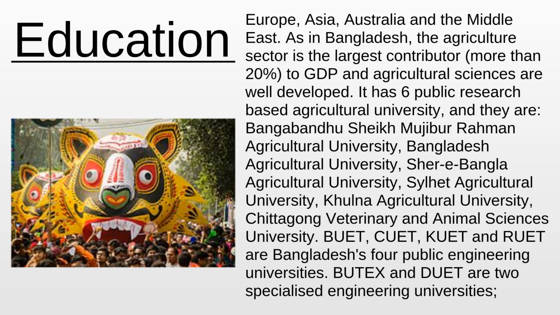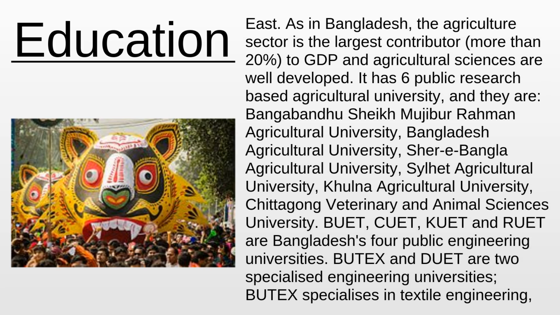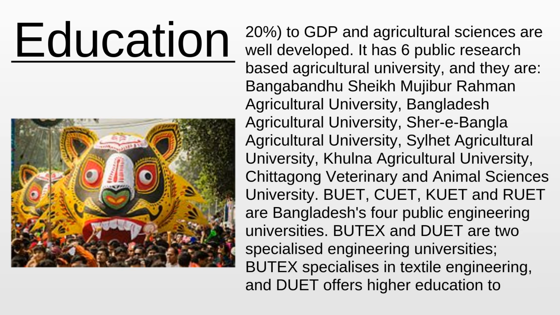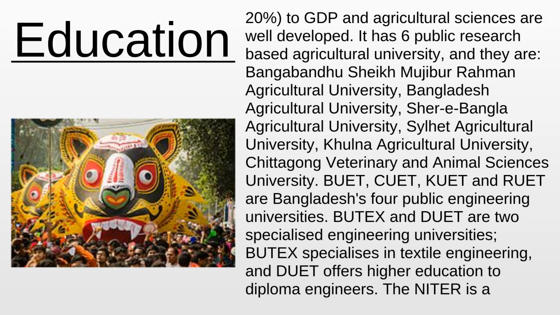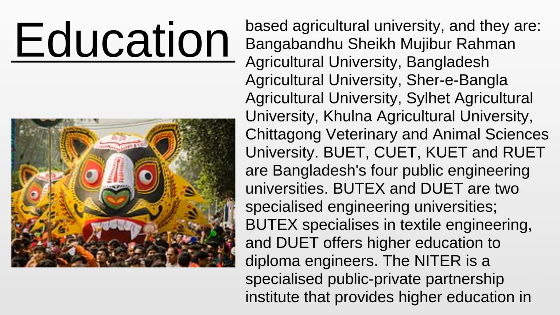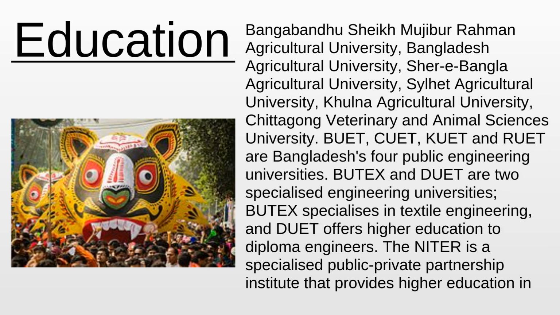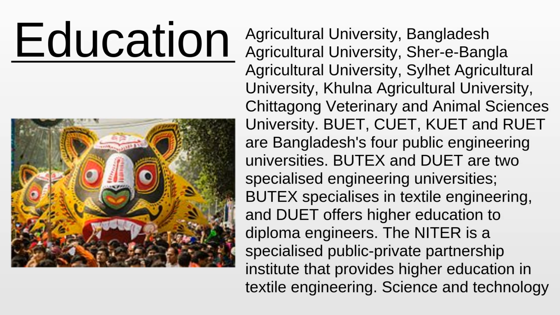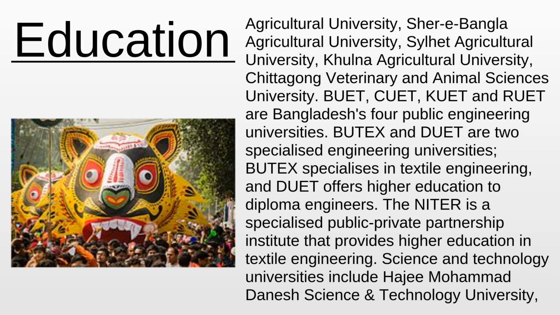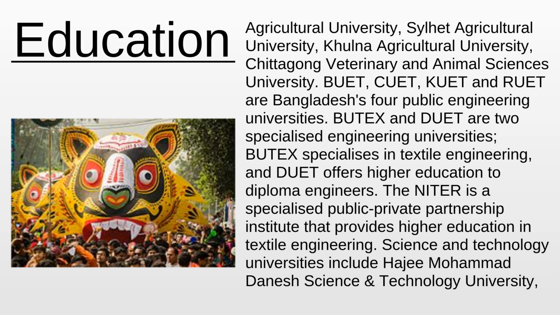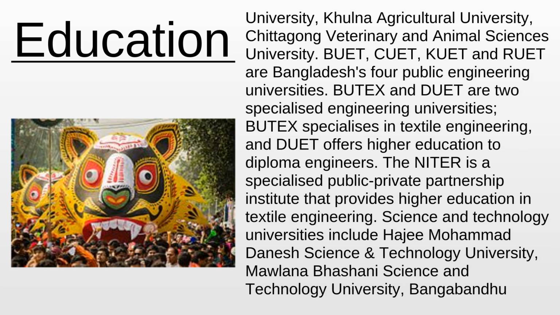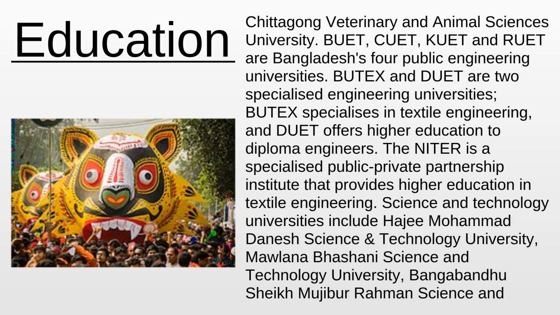As in Bangladesh, the agriculture sector is the largest contributor, more than 20%, to GDP, and agricultural sciences are well developed. It has 6 public research-based agricultural universities, and they are Bangabandhu Sheikh Mujibur Rahman Agricultural University, Bangladesh Agricultural University, Sher-e-Bangla Agricultural University, Sylhet Agricultural University, Khulna Agricultural University, Chittagong Veterinary and Animal Sciences University.